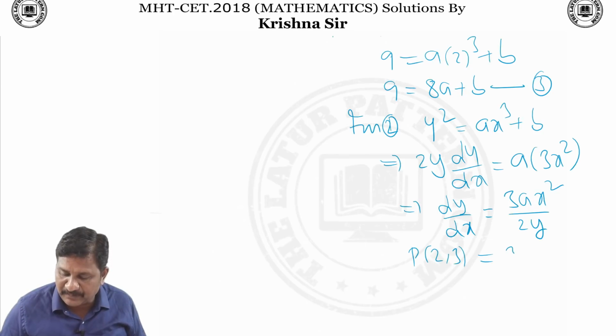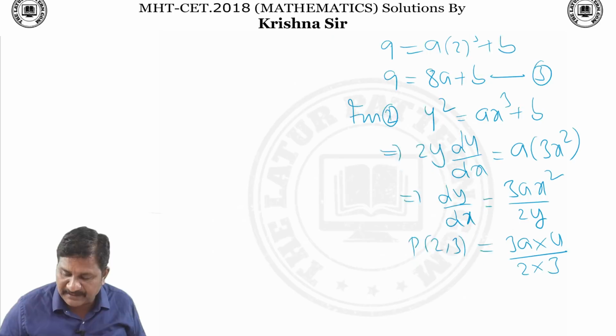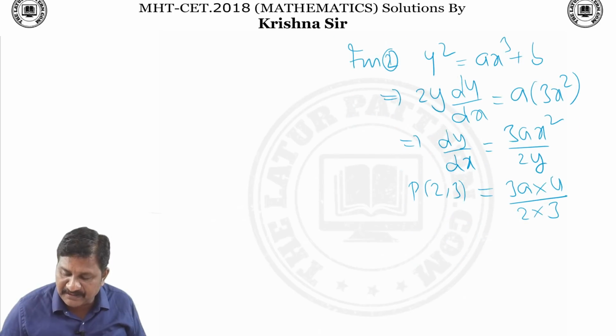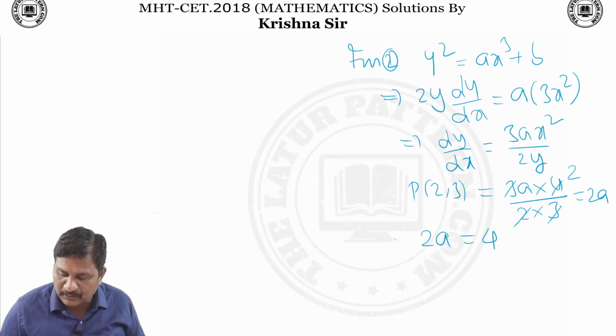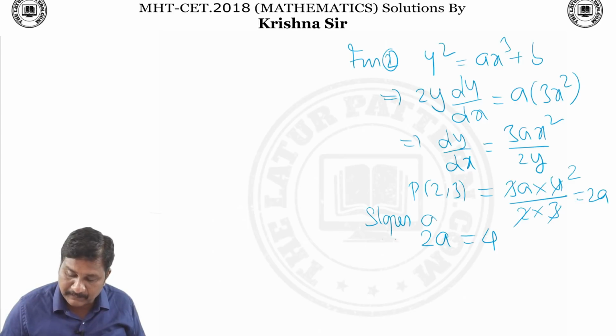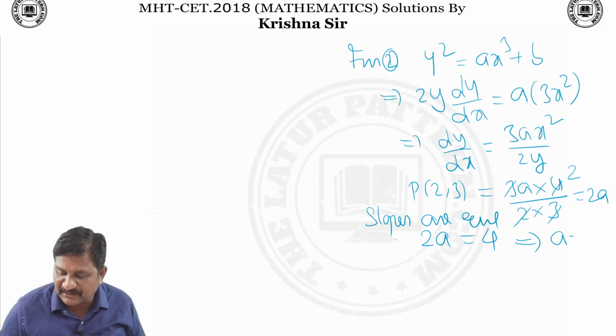3ax square upon 2y. At the point 2 comma 3 we are substituting x equal to 2, then 3a into 4, y is equal to 3. Now by simplification, the tangent slope we are getting as 2a, where 3 gets cancelled 2 times. So both the slopes of the lines, one is 2a and another slope is 4. Slopes are equal. Then we have a is equal to 2.